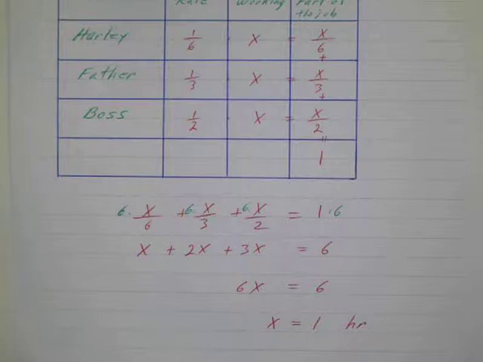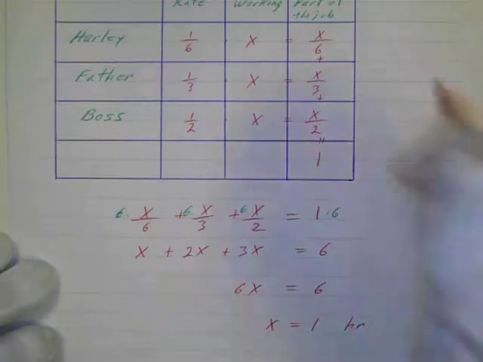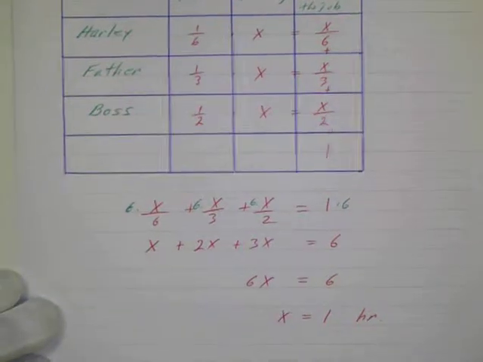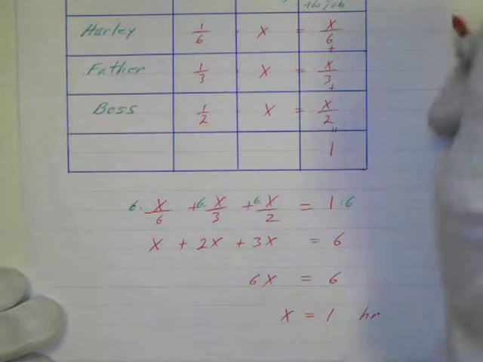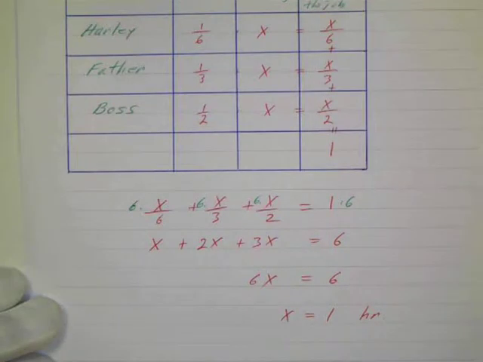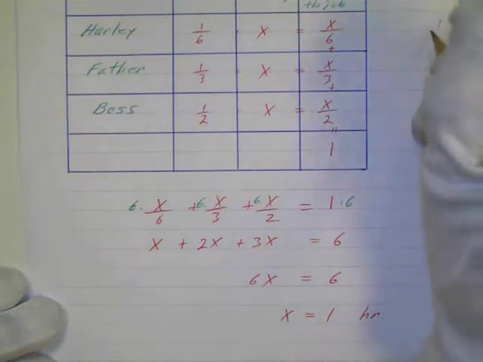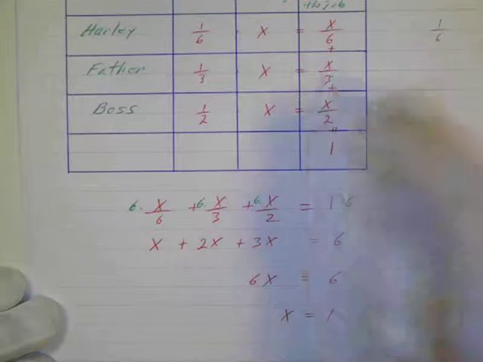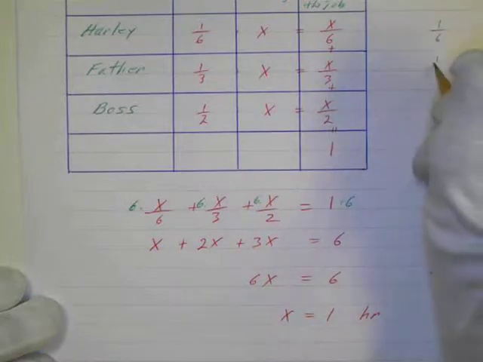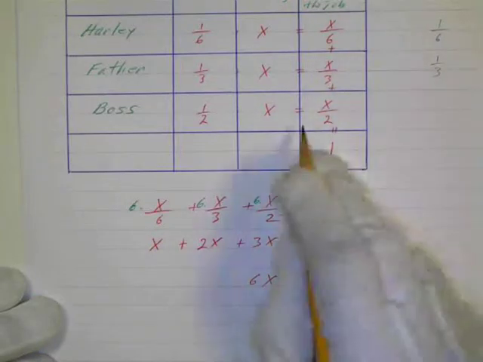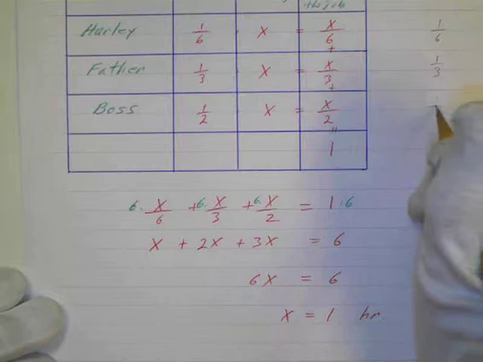Let's check this out. In 1 hour, Harley would do 1/6 of the job. I guess I can write it over here just to check it. He would do 1/6 of the job. In 1 hour, the father would do 1/3 of the job. And in 1 hour, the boss would do 1/2 of the job.